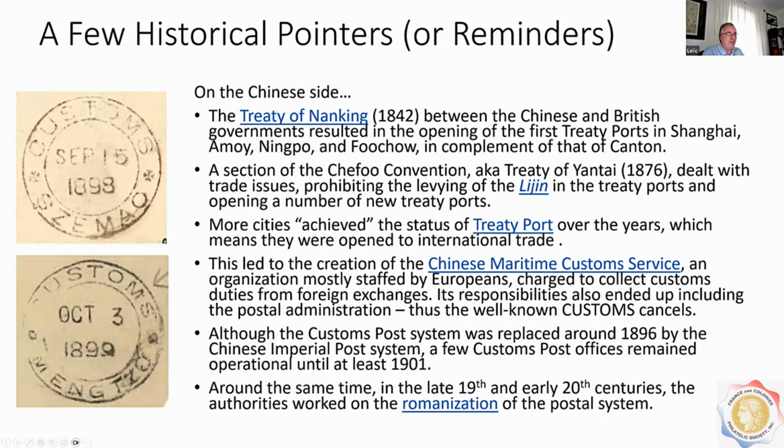So that explains why we typically have maybe not those cancels, because mostly the customs post was managed by Europeans, but you will see later on bilingual cancels with the city in Chinese and the corresponding name in Roman characters. Very complex. I'm learning a lot as I dig into this.